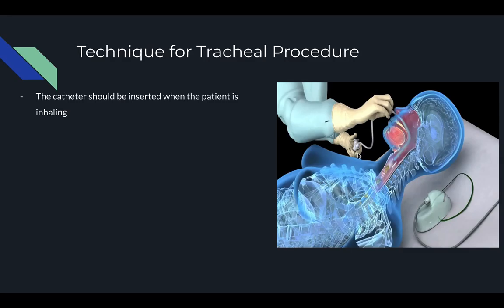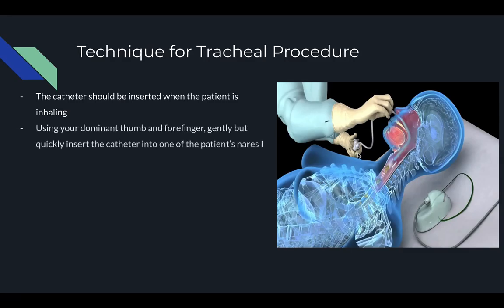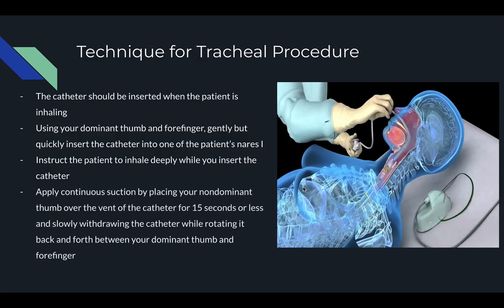Using your dominant thumb and forefinger, gently but quickly insert the catheter into one of the patient's nares. Instruct the patient to inhale deeply while you insert the catheter, following the natural course of the nares and slightly slanting the catheter downwards. Apply continuous suction by placing your non-dominant thumb over the vent of the catheter for 15 seconds or less and slowly withdrawing the catheter while rotating it back and forth between your thumb and forefinger. Afterwards, you should encourage the patient to cough and allow them to clean up after the procedure.